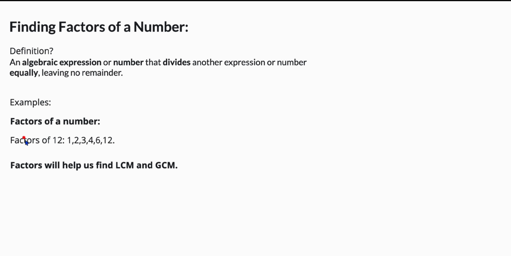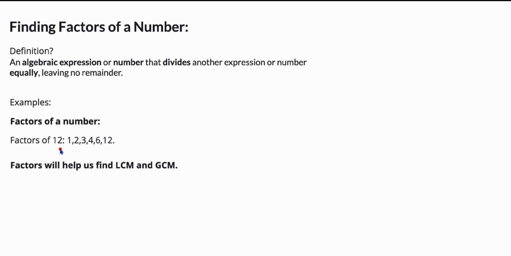So examples would be, let's say to find the factors of 12. Numbers that can divide into 12 are 1, 2, 3, 4, 6, and 12. The reason being, dividing 12 by 1 is going to give you 12, no remainder. 12 divided by 2 will leave you with 6, no remainder. 12 divided by 3 is 4, no remainder. And 12 divided by 6 is 2, no remainder. That's why all of these numbers are factors of 12.